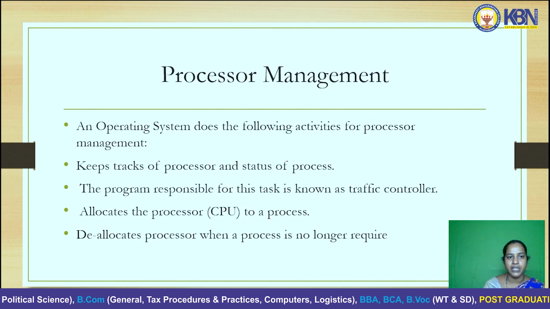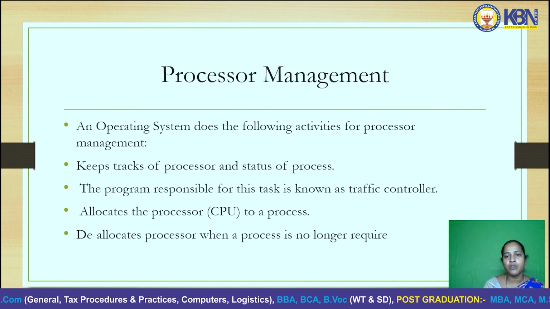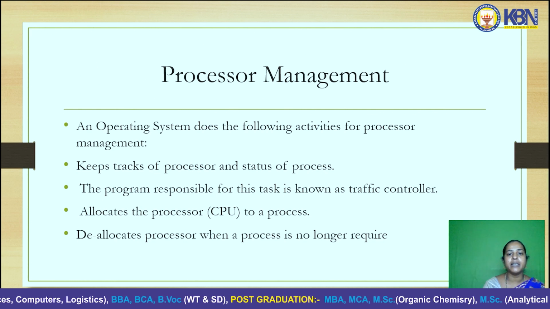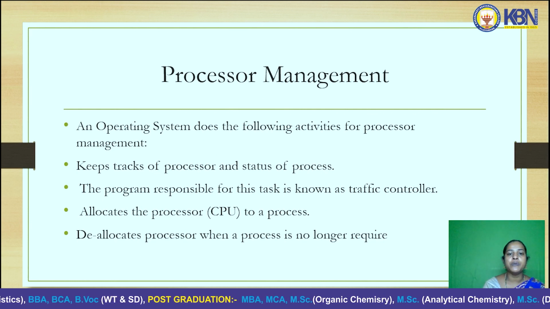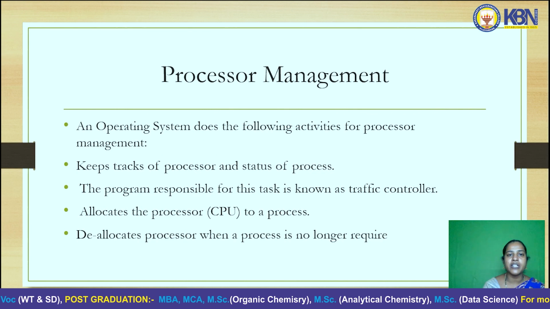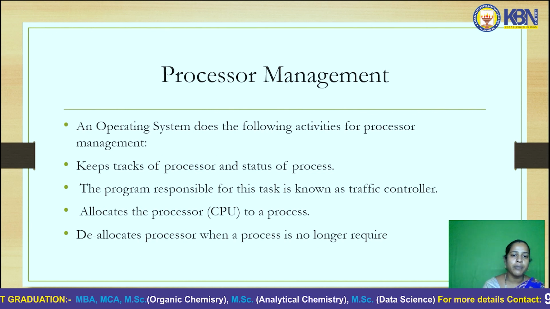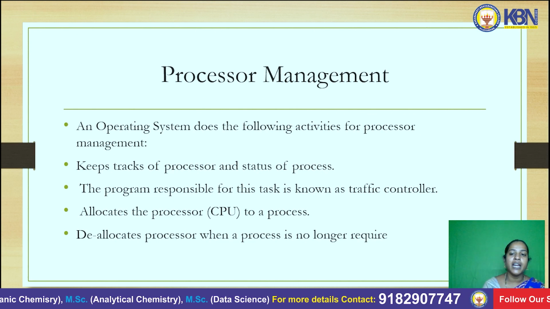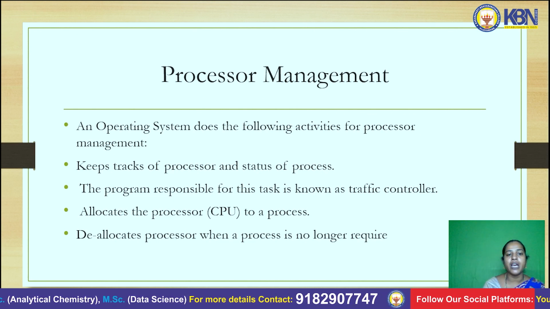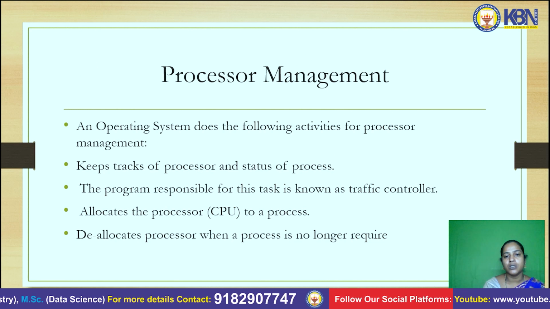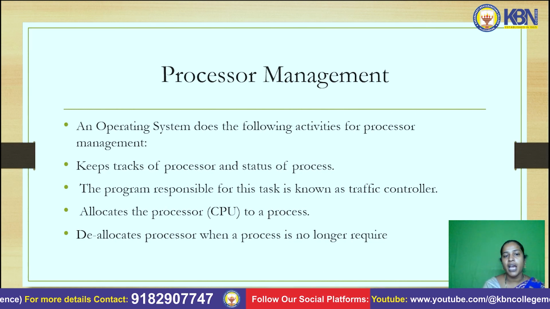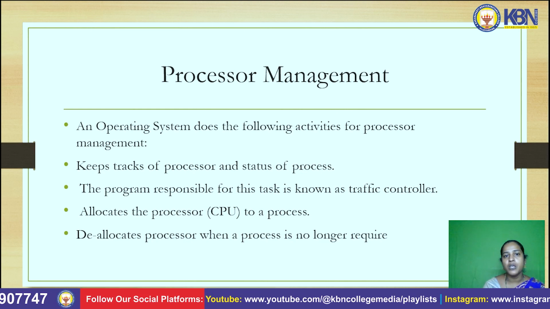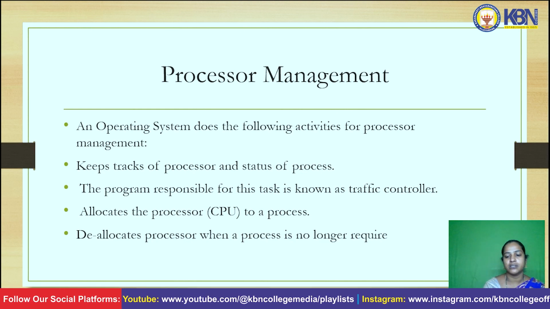Next, processor management. An operating system does the following activities for processor management. It keeps a record of processors: which processors are in active mode and the status of the processors. The program responsible for this task is known as the traffic controller. It allocates the processor to a process in the CPU and deallocates the processor when it is no longer required. So it releases the processor.